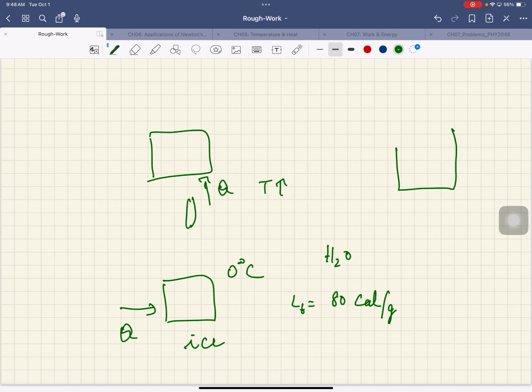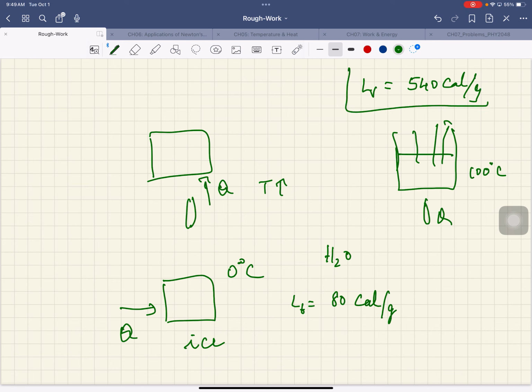Similarly, if you have water at 100 degrees Celsius, if you're boiling water, let's say you put it on the stove, this pan can still be on the stove and the temperature of water does not rise. What is happening to all of that heat? All of that heat is going into vaporizing the water. And to vaporize 1 gram of water, you need 540 calories of heat. So these are important numbers. This is an extremely important number to remember.